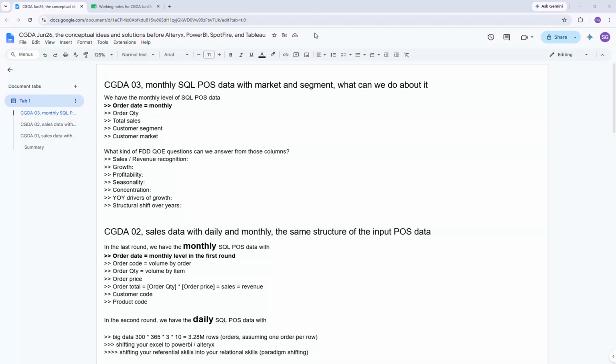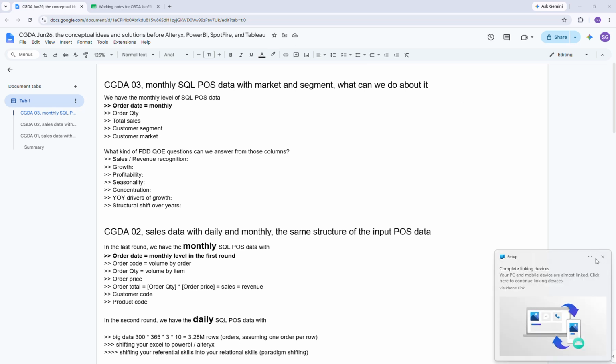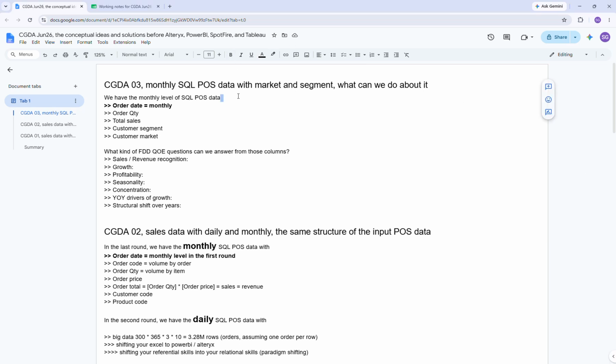Okay, so we move to another example of how to generate views and analysis based on the input columns, right? So, for example, if you have monthly POS data with the market and segment. So what can we do about it?